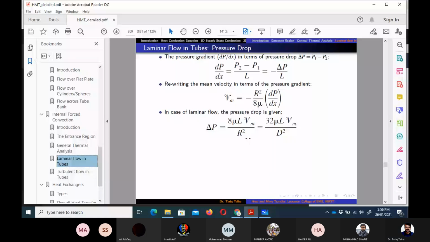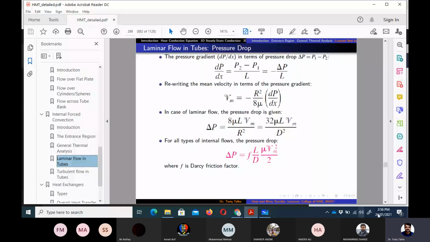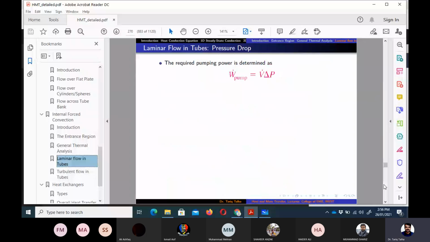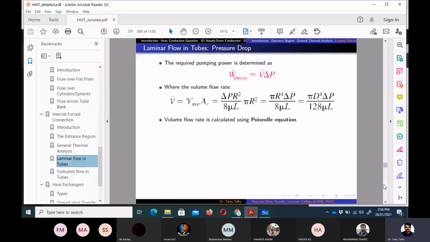And then after that we know that the Darcy friction factor is equal to 64 upon Reynolds number for laminar pipe flow, and then we can determine the pumping power required for that flow to occur. That is basically the product of volume flow rate and pressure drop. And volume flow rate, we all know that for a pipe flow we can determine by the product of cross sectional area into mean velocity.